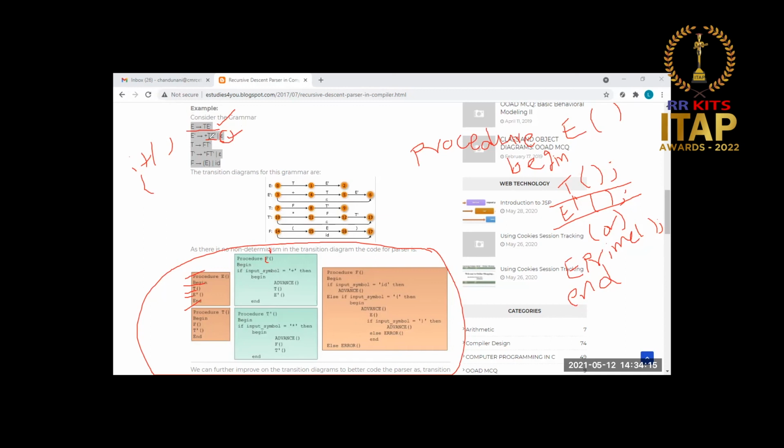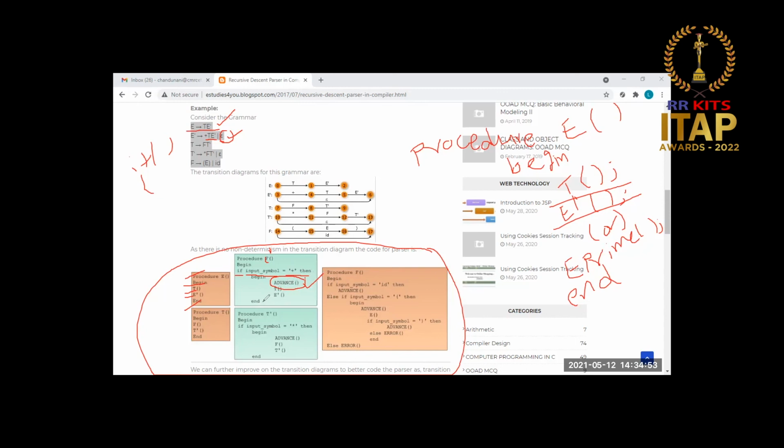Here plus is an input symbol, so we need to consider: if input_symbol equals plus, then begin. Here you can make one advance function, or if you want to skip this statement, you can skip it. It's not mandatory; if you want to place it, you can. And again T function and then E dash function.